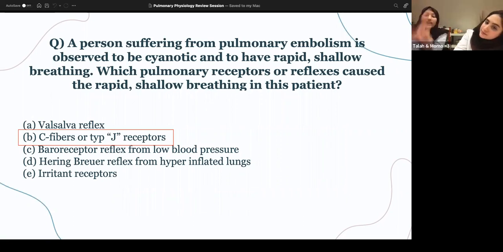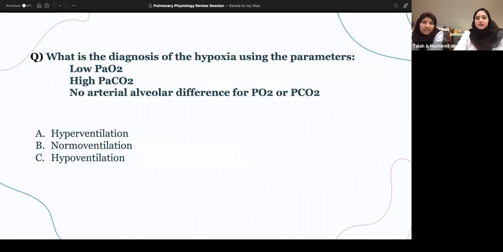All clear. Okay. None of these relate to receptors or reflexes. Baroreceptors are something else. They have to do with blood pressure, which is not related to pulmonary. A pulmonary embolism will not usually affect blood pressure, and it's not going to cause low blood pressure. It's going to cause, I guess, high blood pressure, because we have an obstruction. And irritant receptors, we said it's the rapid. Okay, so moving on to the second question.